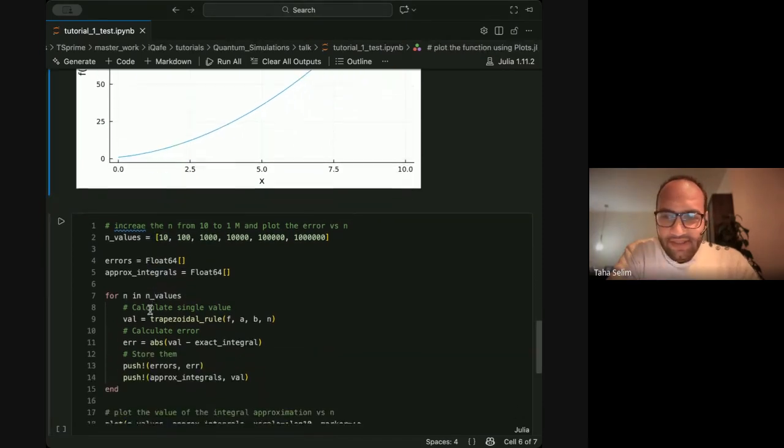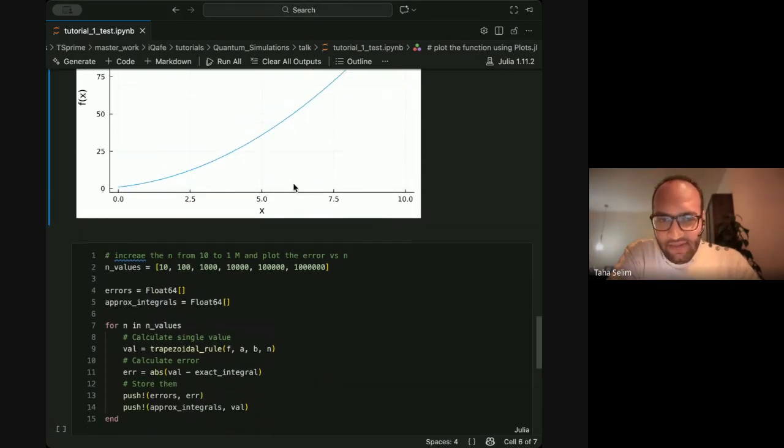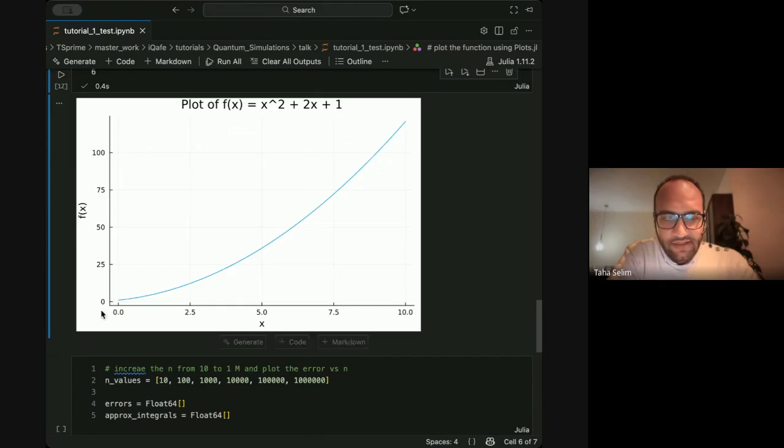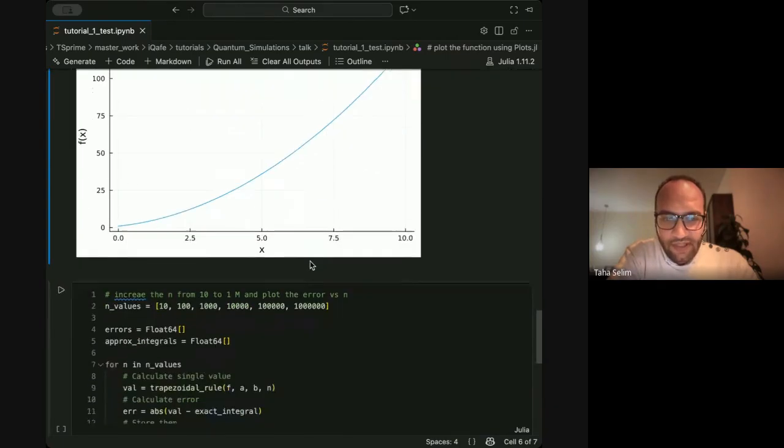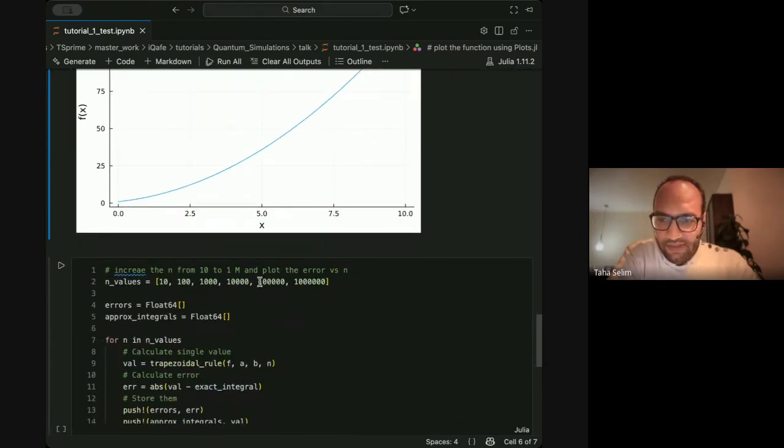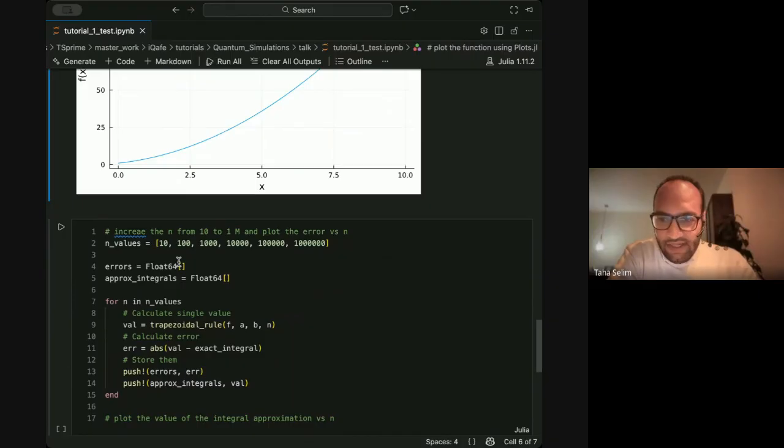Okay, so now we have another function, which is a polynomial. It extends from 0 to 10, and we have different numbers of n values. It's a very easy method. It is very cheap, so you can compute any number you want. I can even put 10 million, and it won't matter much because you can evaluate it in a fraction of a second.